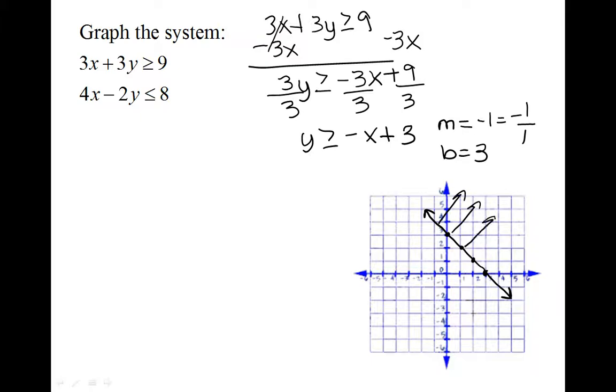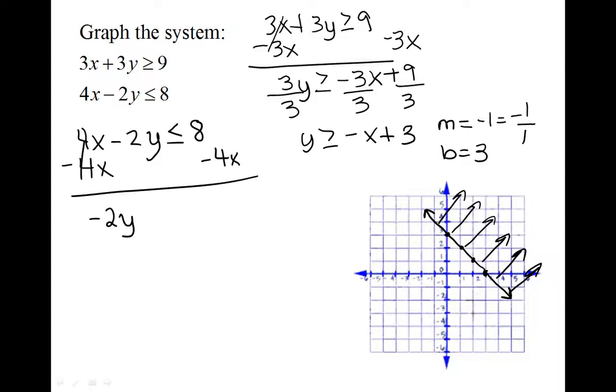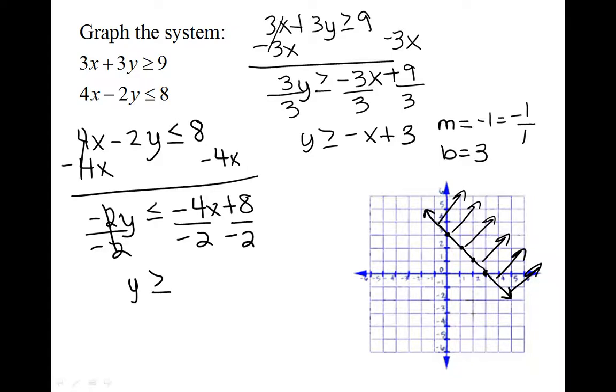Okay? And now let's go ahead and look at our second inequality in the system. We need to solve for y in that one as well. So we have 4x minus 2y less than or equal to 8. I'm going to subtract 4x from both sides. I get negative 2y less than or equal to negative 4x plus 8. Divide everything by negative 2. I'm dividing by a negative, so I need to remember to flip my inequality. So I'm going to have y greater than or equal to 2x. 8 divided by negative 2 is negative 4.